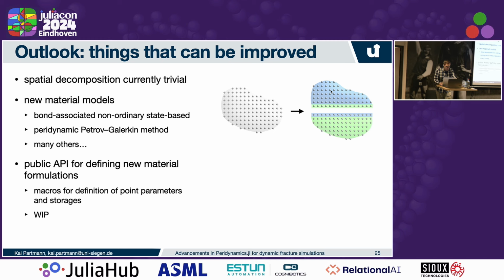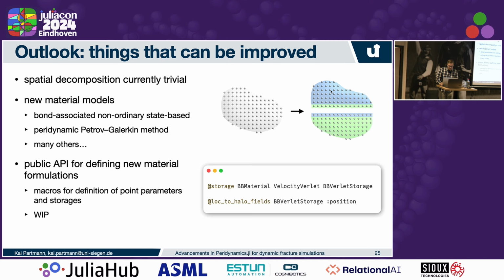And also, currently, I think only for package developers, or for me, it's easier to implement new models because there is no public API for defining new material models. And it would be very nice to have public macros to define a new model. Under the hood, in the internals, I already use some of these macros.